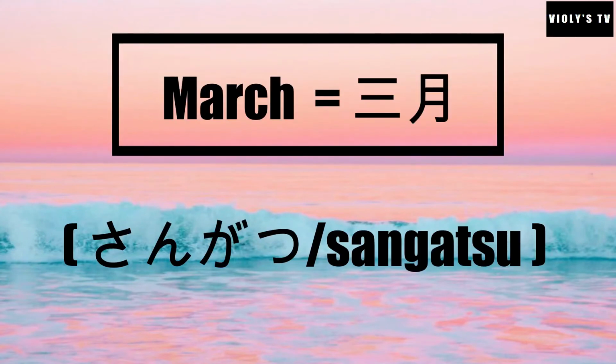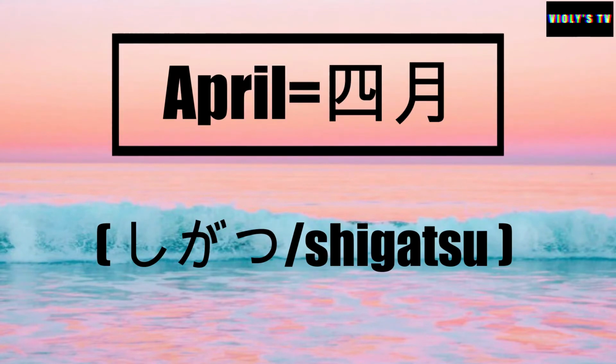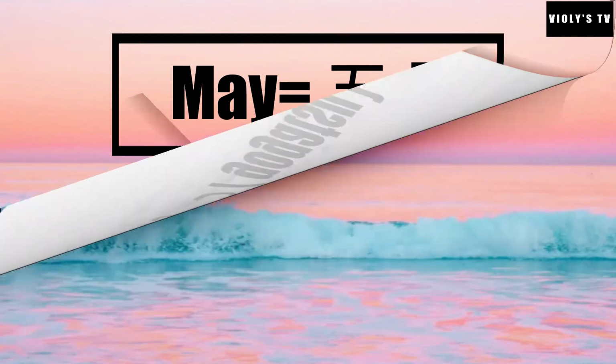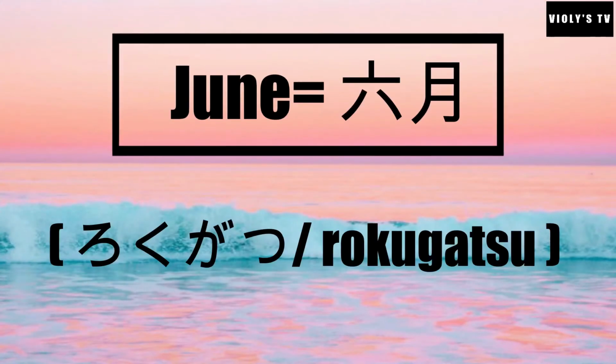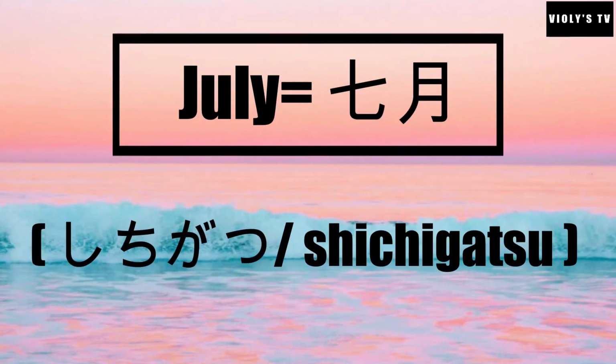March, 3月. April, 4月. May, 5月. June, 6月. July, 7月.